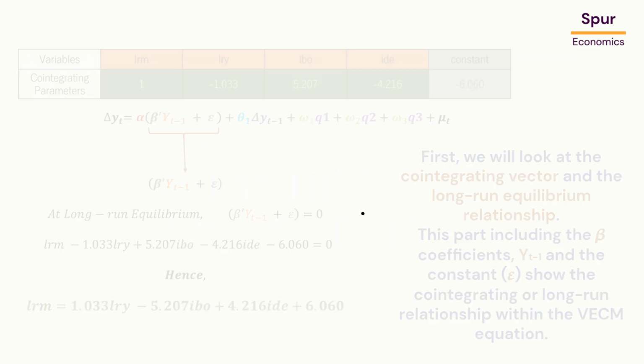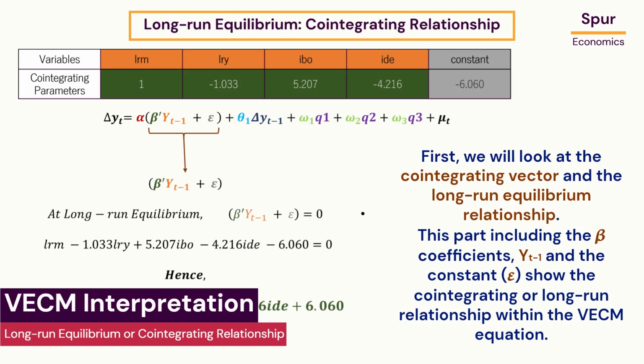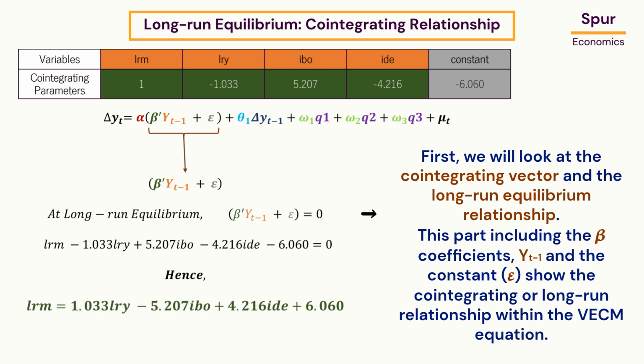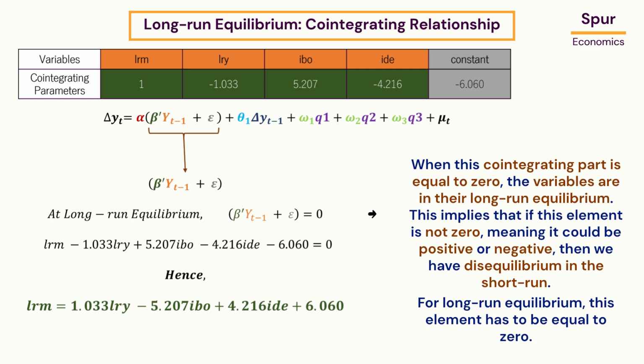Let us move on to the interpretation of the VECM model. First, we will look at the cointegrating vector and the long-run equilibrium relationship. This part, including the beta coefficients, yt-1 and the constant, shows the cointegrating or long-run relationship within the VECM equation. When this cointegrating part is equal to 0, the variables are in their long-run equilibrium.